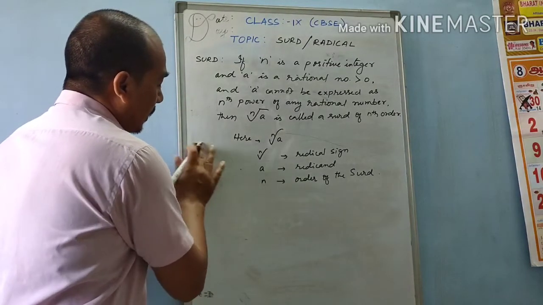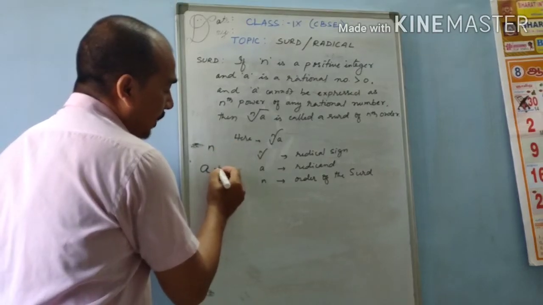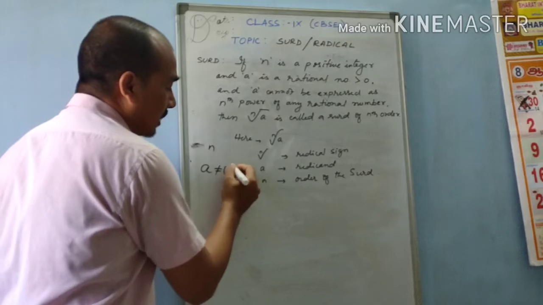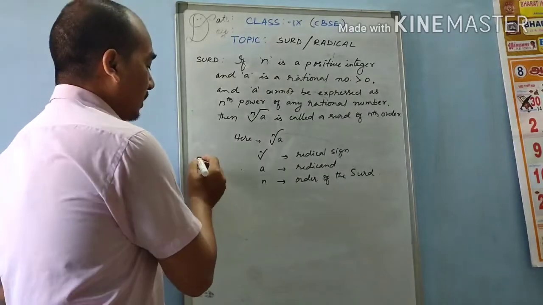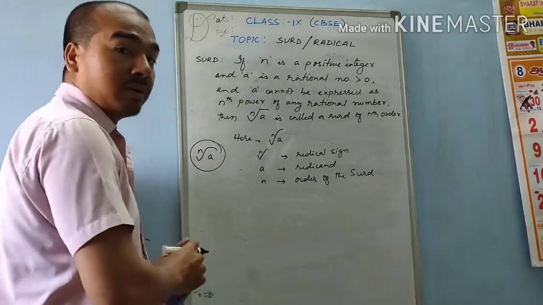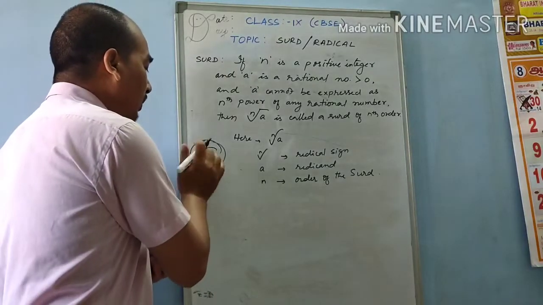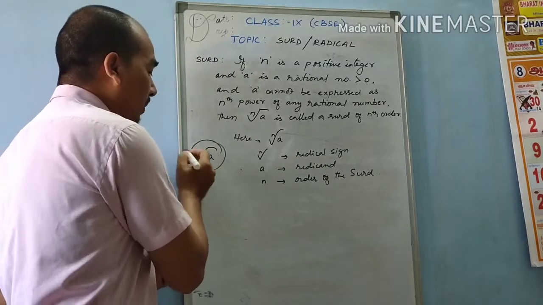For example, the question is telling that n is one number, and a is another number. A cannot be expressed as any rational number to the power n. Then the nth root of a is called a surd or radical. Of what order? N order. If there is 2, it means order is 2. If there is 3, it means third order.